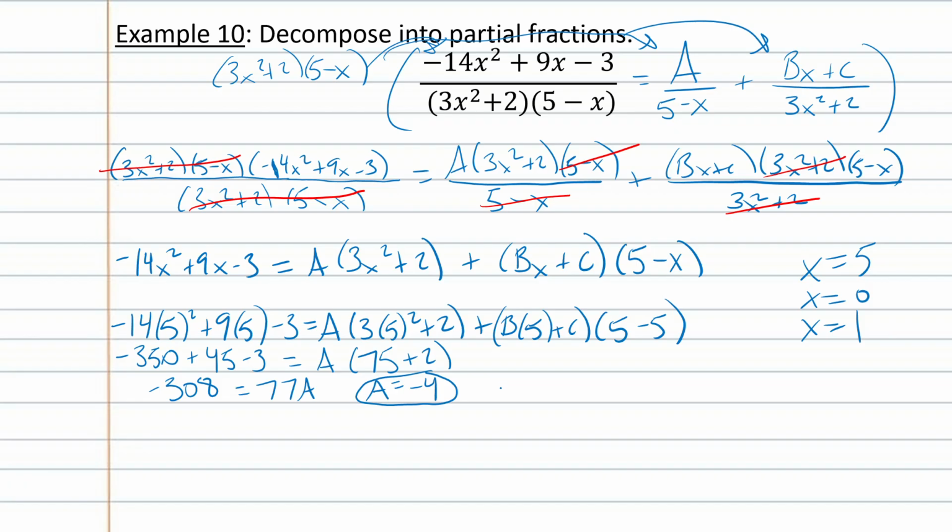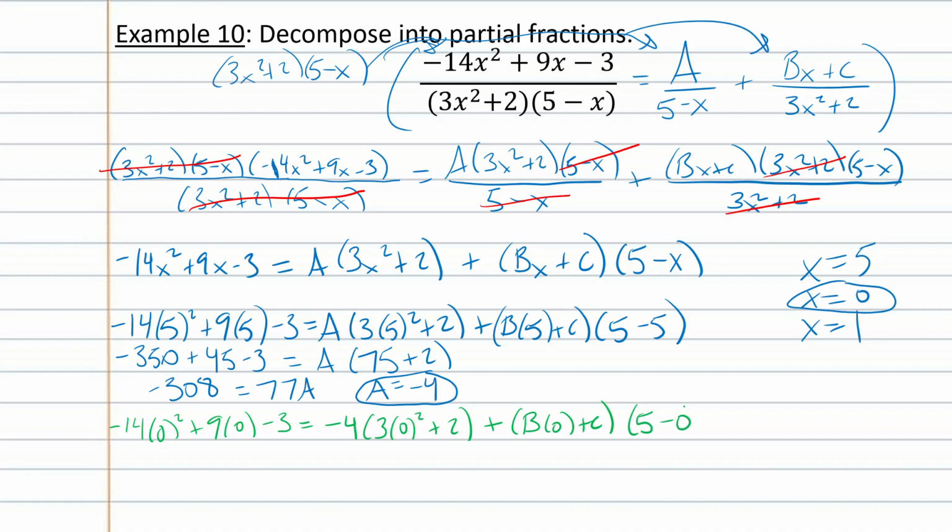All right, now that we have a, we can plug a in, and we can also plug this second x in. That's x of 0. Okay, so let's go for it. I'm going to change colors so I can write it on this line here. It's going to be negative 14 times 0 squared plus 9 times 0. Oh, this one's going to be really nice. We've got a lot of cancellations happening. Now I'm going to go ahead and plug in my a, which is negative 4 times 3 times 0 squared plus 2 plus b times 0 plus c times 5 minus 0.